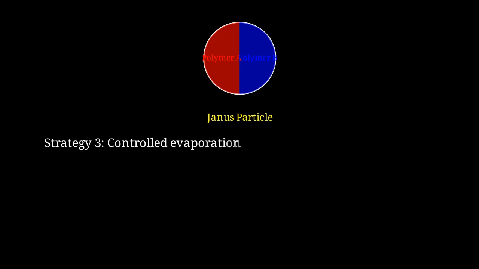Strategy 3 is controlled evaporation. As a droplet containing particles in polymer evaporates, capillary forces and particle packing can create buckled or dimpled structures. Strategy 4 uses microfluidic channels with specific geometries as templates. Droplets flowing through square or triangular channels adopt those shapes during solidification.